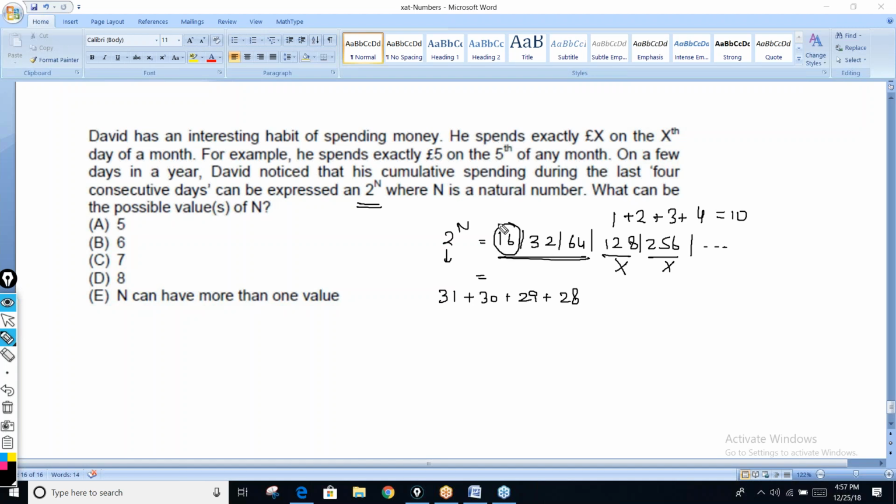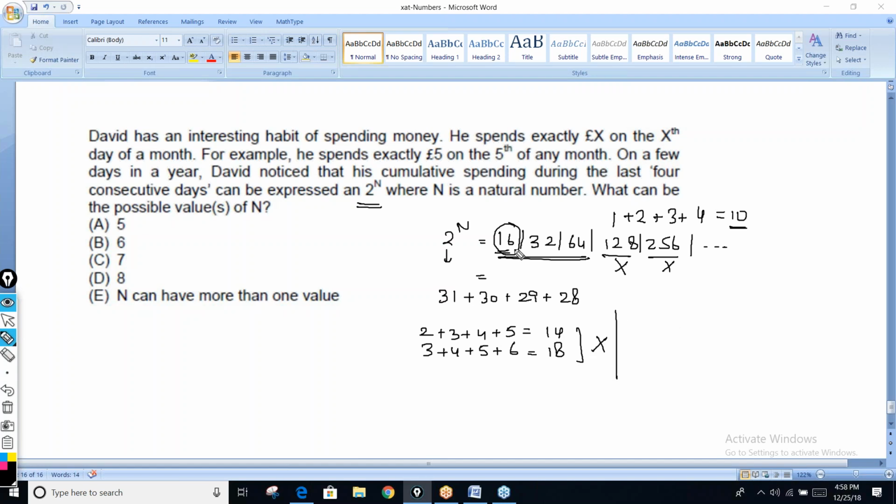Can I get the value of 16 anyhow? 4 consecutive numbers. The minimum is 10. To get 16, the average should be 4. So if I make it hit and trial kind of thing, 3 plus 4 plus 5 plus 6, that is 11 plus 7, that is 18. And if I try to take it lesser than that, 2 plus 3 plus 4 plus 5, the answer will be reduced by 4. So this will be 14. So it can never be 16.